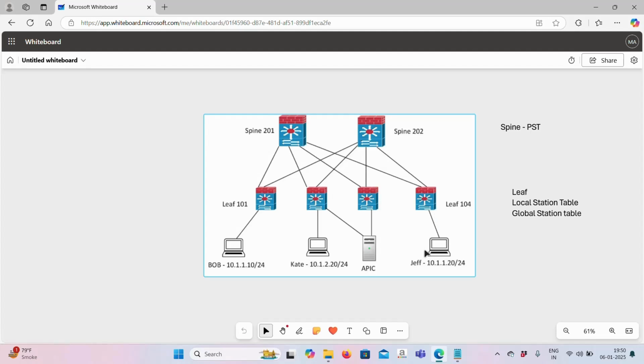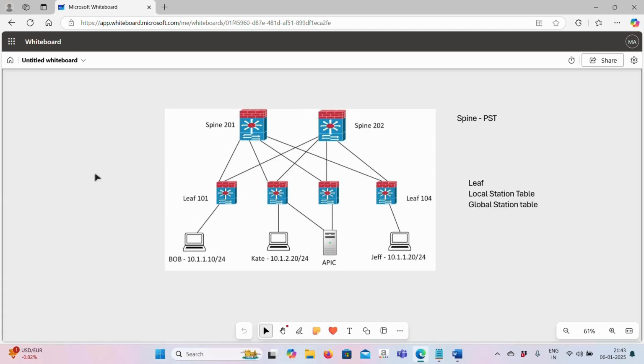Now, when Jeff responds, that response packet will come to leaf 101. Then leaf 101 will make an entry in its global station table, saying that user Jeff is behind leaf 104, and that's how it will maintain this COOP database. That is the Council of Oracle Protocol database, guys. That's how the communication between the endpoints will work.